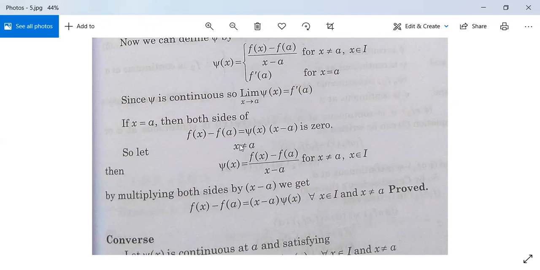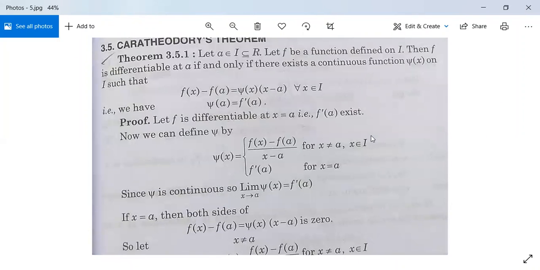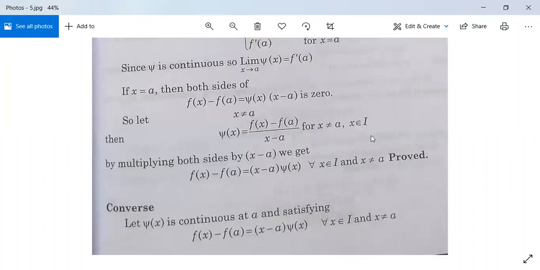So let x be not equal to a. Then psi x is equal to fx minus fa over x minus a for x not equal to a. By multiplying both sides by x minus a, we get fx minus fa is equal to x minus a into psi x for all x in I and x not equal to a. तो ये फर्स्ट पार्ट हमारा प्रूव हो गया. इफ एंड ओनली इफ का एक पार्ट हमारा प्रूव हो गया. नेक्स्ट कन्वर्स.